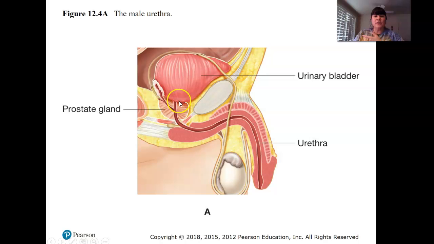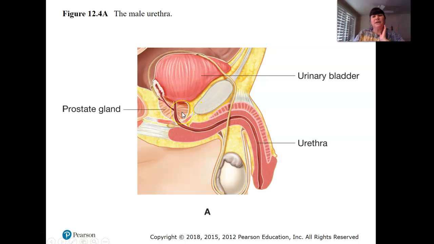So here's the bladder, here's the urethra, right? Normally it's urine that passes through. During reproduction, here's the testis making sperm. Here's the vas deferens, goes around behind the bladder. Here's the prostate, around the urethra. And so that would release semen.